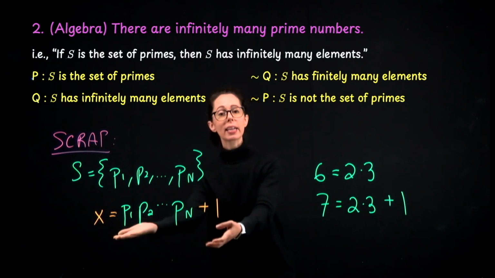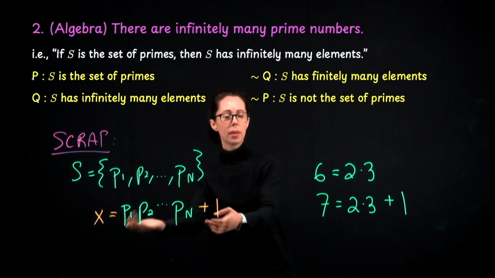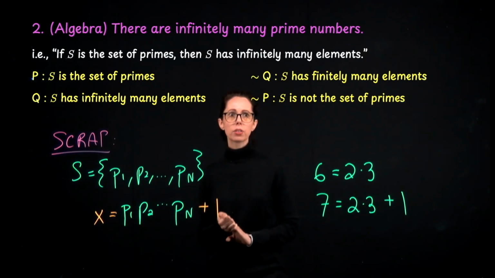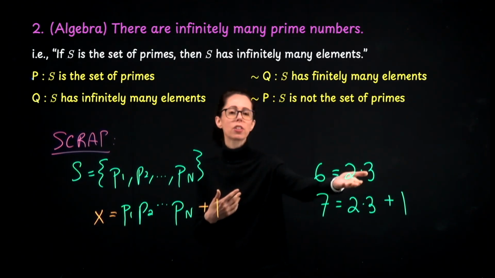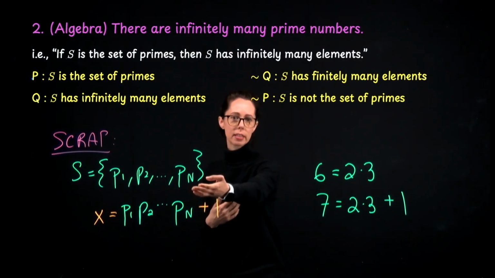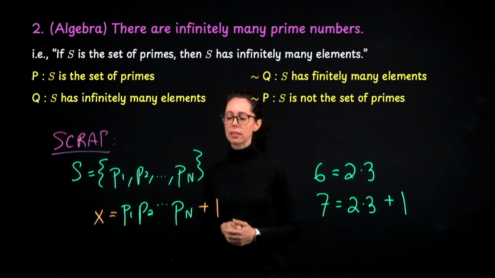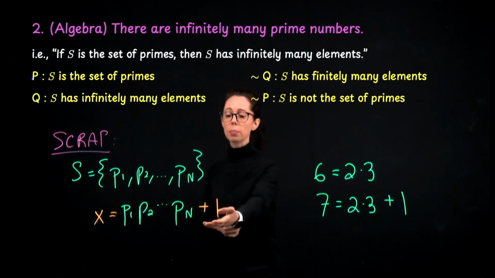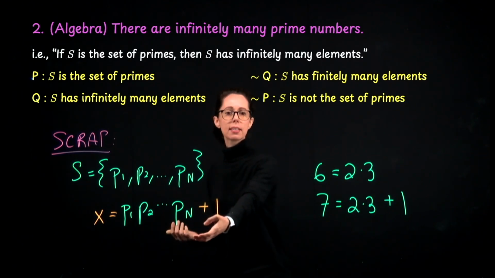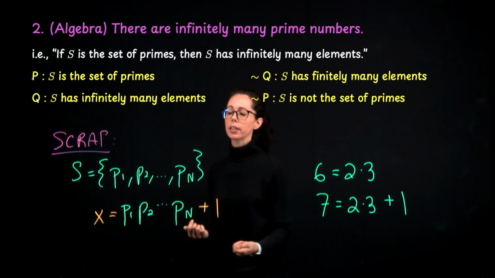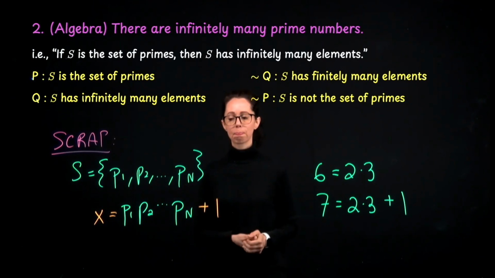So it's possible that x itself is prime, but it could also not be prime and yet have a prime factorization which includes primes not on this list. So there are really two ways from this new number to generate a new prime number. Either this is itself prime or it has a prime factor, which we know can't be one of these.